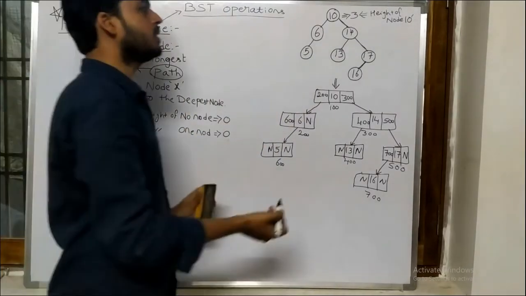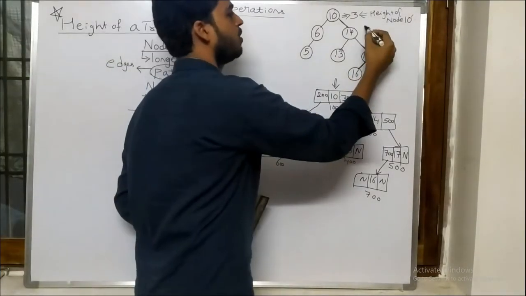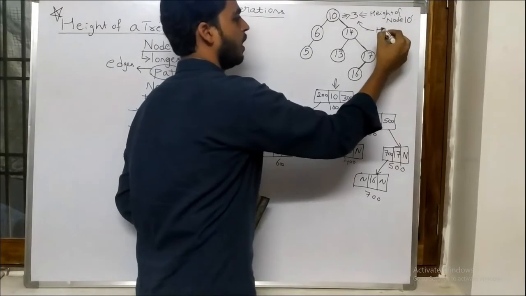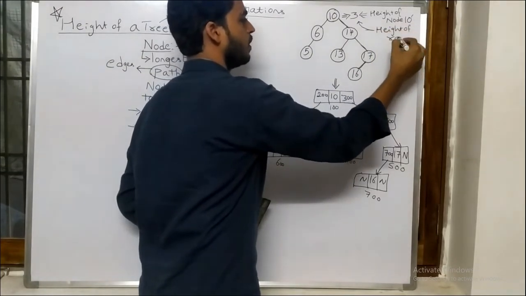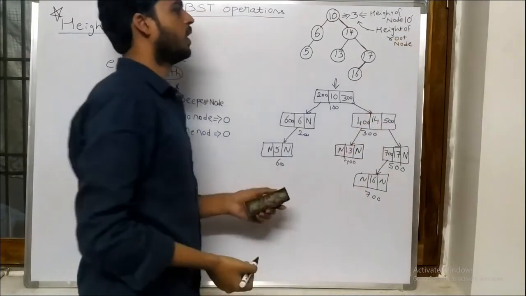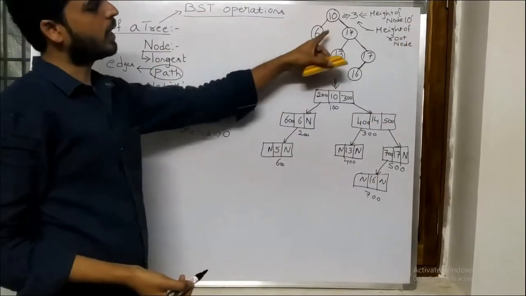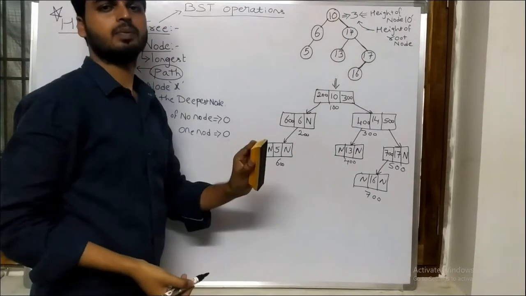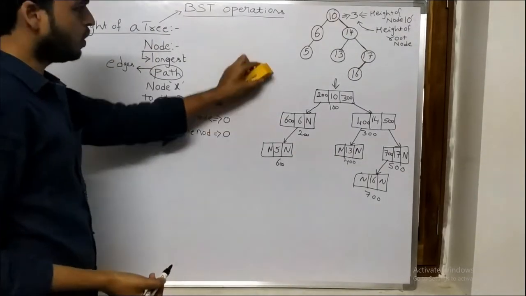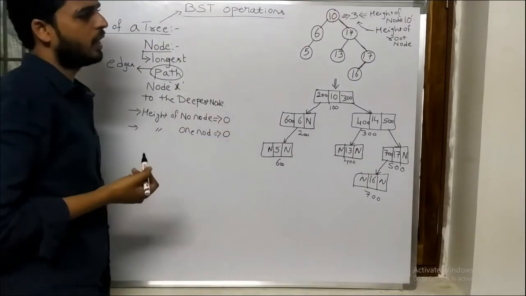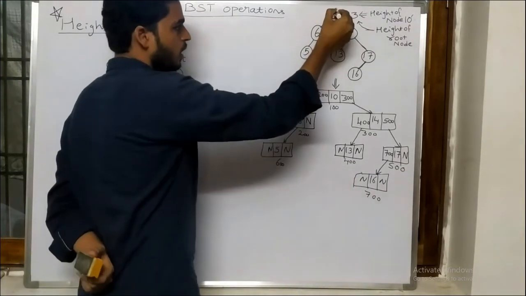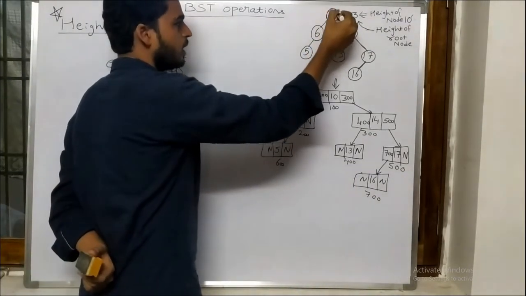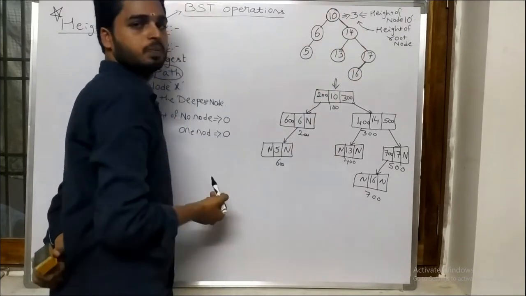Okay, now coming to the definition of height of tree. Height of tree is, I can simply call it as height of the root node. Height of a root node we can call as height of the tree. Okay, fine. So how are we going to calculate it? For example, the height of the tree we can calculate as the height of the root node.